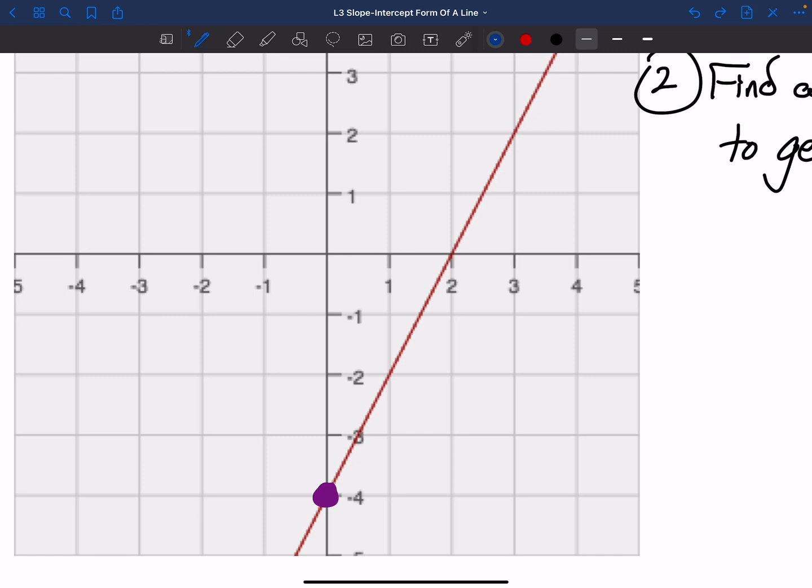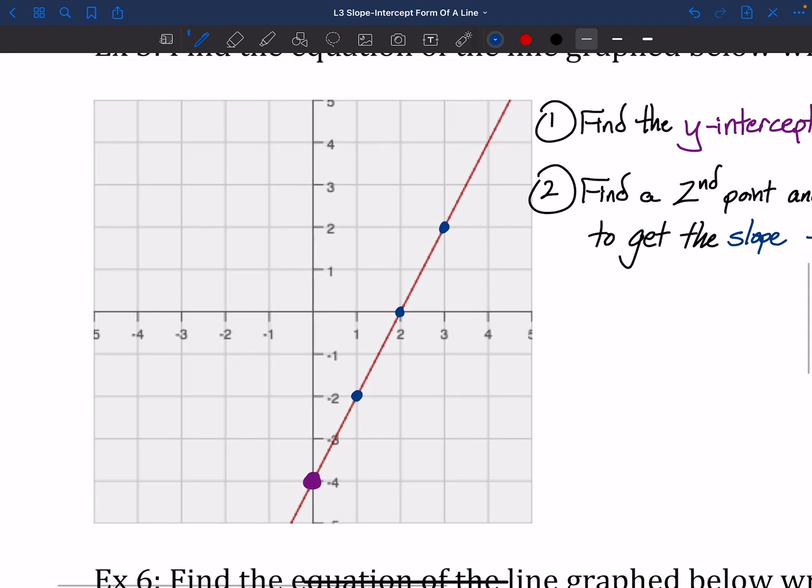If I was looking for other good points, I could choose this one right here. It's right on the grid lines. Could choose that one there, or this one here, right? Or I even have one up there, right? So any of those would work just fine.